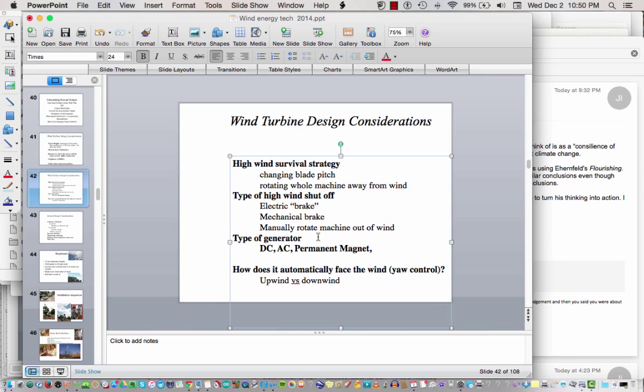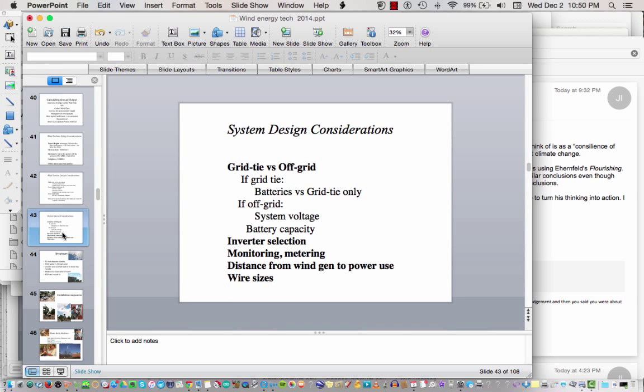As for the types of generators, there are direct current generators, alternating current generators, generators that use permanent magnets, and generators that have a magnetic field that's created in some other way than with a permanent magnet. And how does it automatically face the wind? How does it turn? This is called the yaw control. Is it upwind of the tower? In other words, does the wind hit the blades first and then hit the tower, or is it downwind? Those are all design considerations when you're looking at a wind turbine.